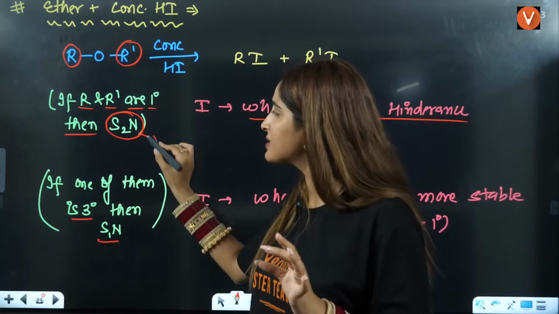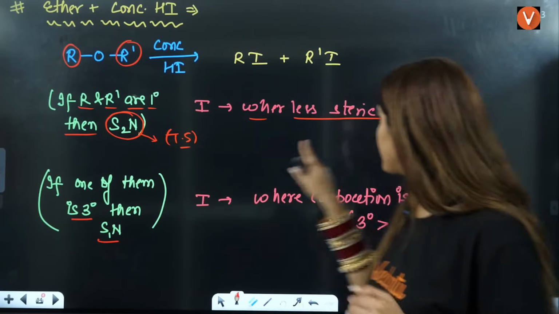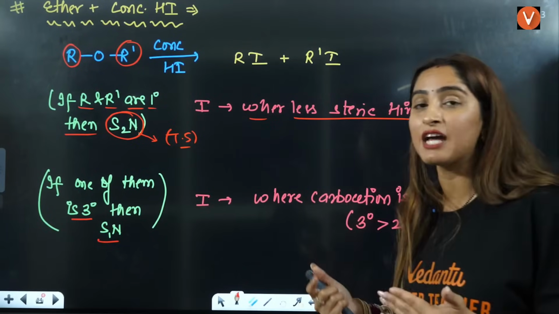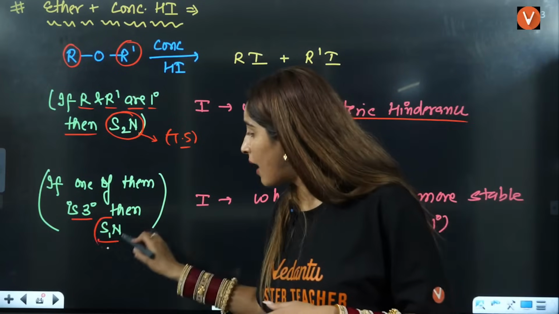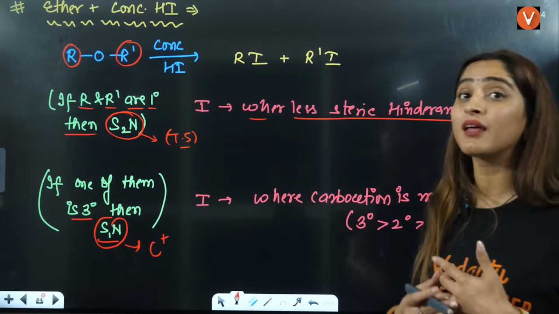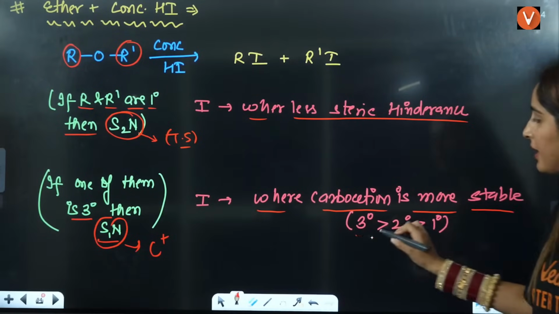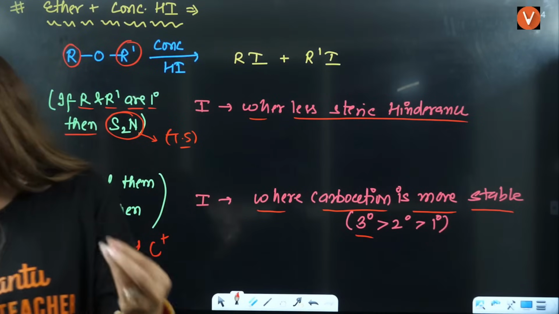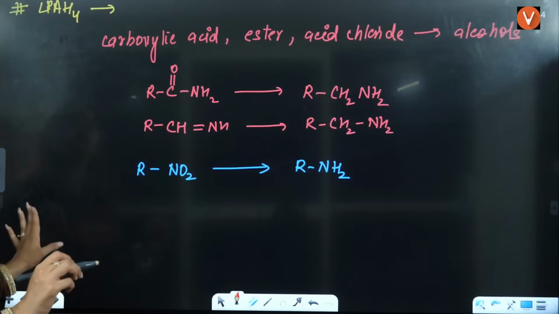So basically SN2 is the mechanism in which you have a transition state. Okay? That is why we are talking about hindrance here. That is why we are saying the iodide will be attached to the less hindered alkyl group. If you have an SN1 reaction, that means carbocation formation. So the 3 degree is more stable, and we will choose that alkyl halide whose carbocation is more stable. Okay, understood or not? Very important.